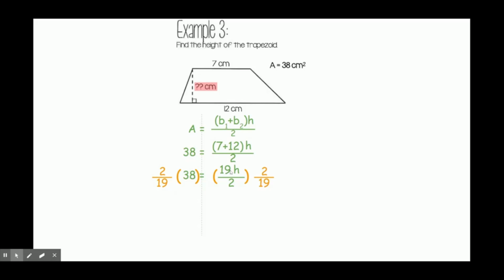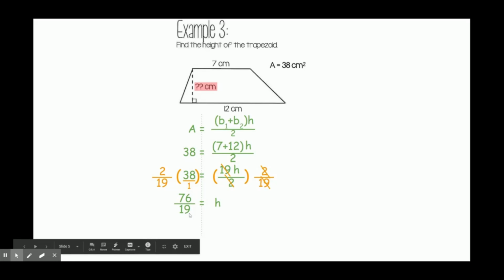So the way we normally write this out is we just say the 19s cancel each other out, the 2s cancel each other out. On the other side, we're multiplying a fraction. So 2 over 19 is being multiplied with 38 over 1. Let's bring down this h first. Everything cancels, so we're left with h. 2 times 38 is 76. 19 times 1 is 19. So if we simplified that, if we divided 76 by 19, we end up with 4. So our height is 4 centimeters.